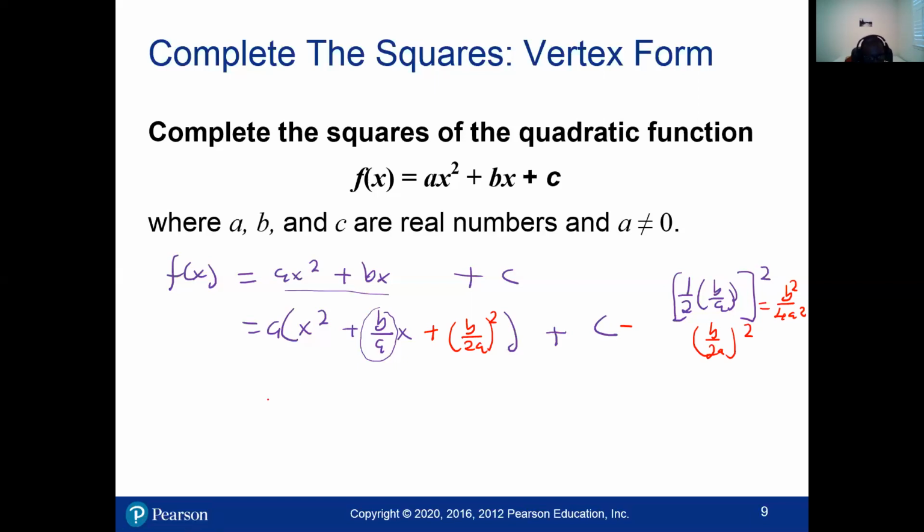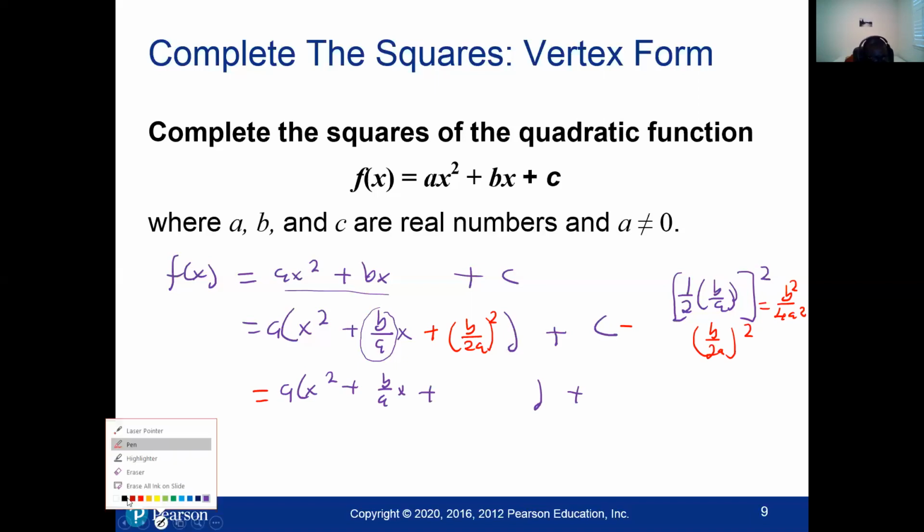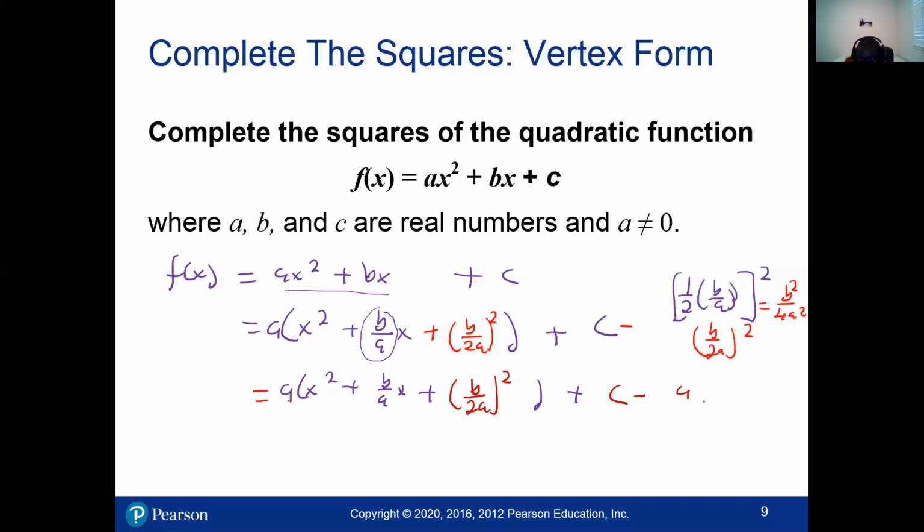Okay, so I'll write in the second step so that you can see it well. We have a x squared plus b over a x, so we're going to add some quantity. Let me change the color again. We have b over 2a all squared. Then we have c minus, what do we add? The quantity, there's a times that. This will be a times b over 2a all squared. So what would that give us?